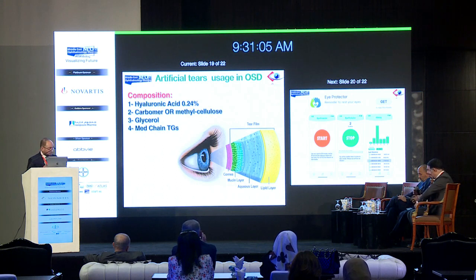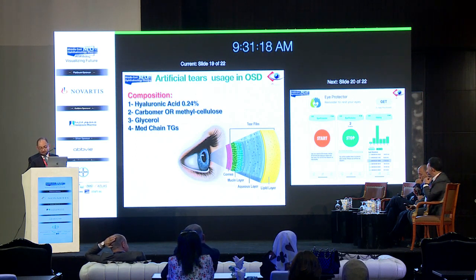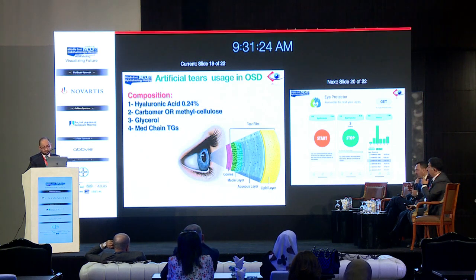carbamide or methylcellulose and glycol and the medium-chain triglyceride. So the lipid and the carbamide, that is mucin and lipid, increase the stability and prevent the evaporation. And that will increase the breakup time immediately and resolve the symptoms of the patient.